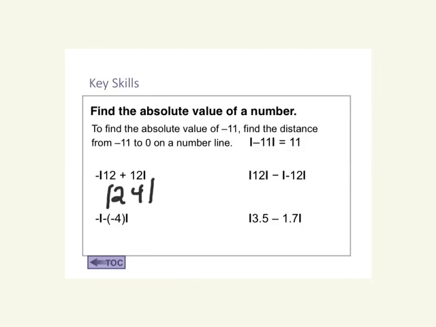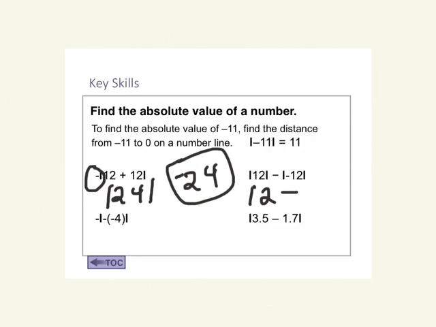Then the absolute value of 24 is 24, but now they have that negative outside of that, so then we end up with a final answer of a negative 24. Again, the reason it's negative here is because the negative was outside of the absolute value. Now in this case, we have the absolute value of 12 is 12 minus the absolute value of a negative 12, which would also be 12, because again, 12 and negative 12 are both 12 spaces away from 0 on the number line, and then 12 minus 12 is 0.